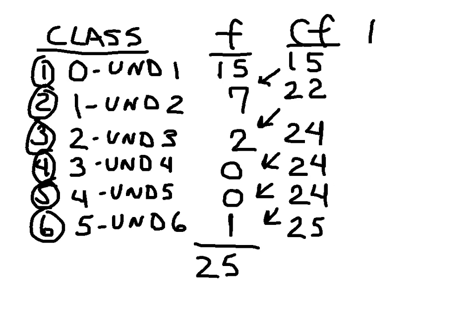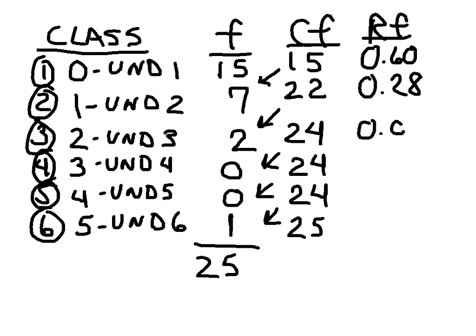Okay? Then relative frequency, you just take the frequency and divide by the n, the number of total observations. So you have 15 over 25, and that's going to give me, let's see, how about 0.6? And then 7 over 25, which gives me 0.28. And then 2 over 25, which gives me 0.08. Then 0 and 0 and 0.04.